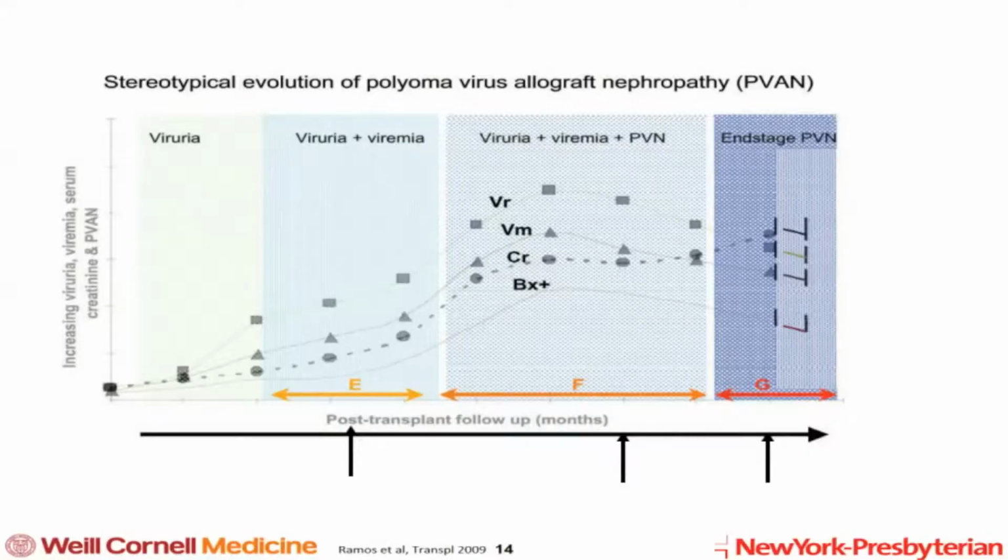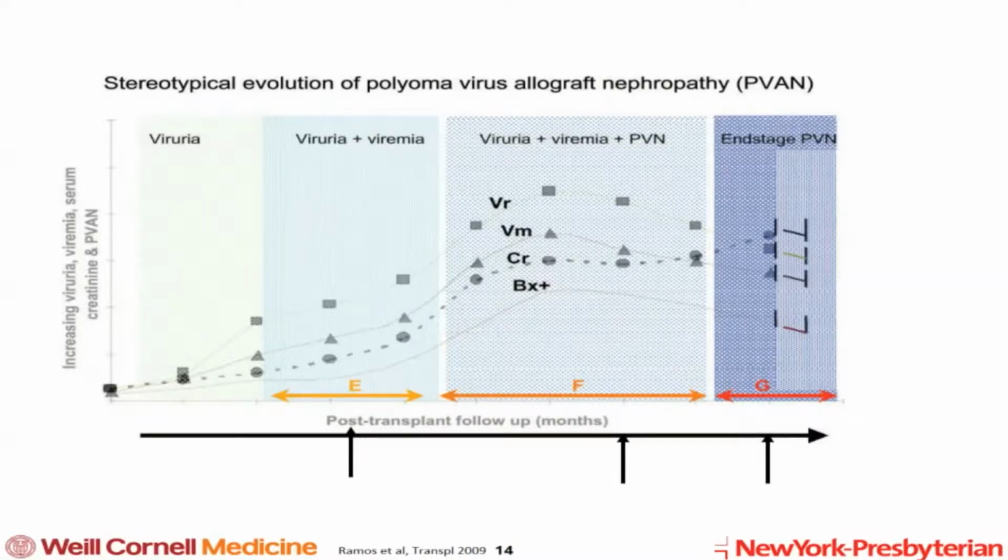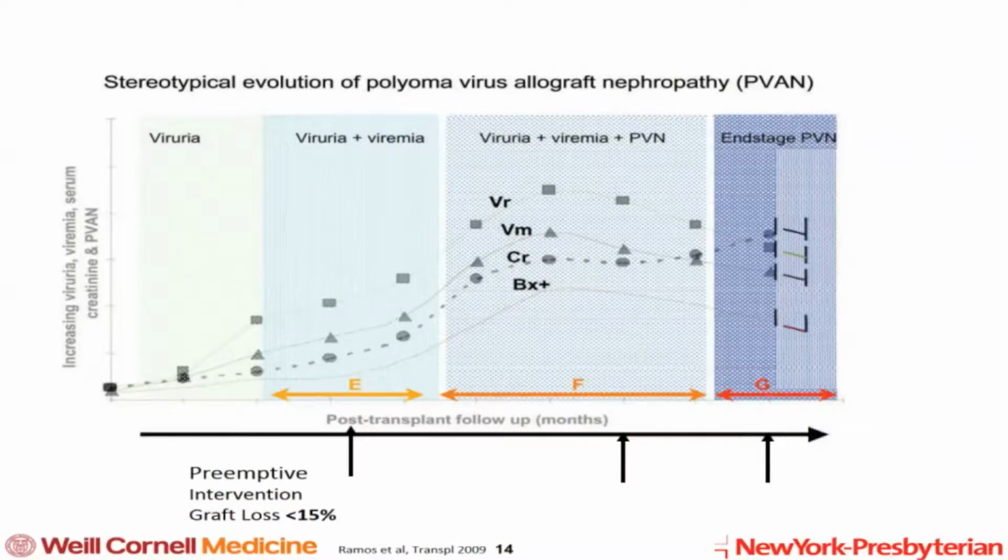a nice slide that demonstrates the time course from viruria to viruria plus viremia, to viruria plus viremia plus nephropathy. You rarely have nephropathy without the viruria and viremia. So this is a longitudinal time course post-transplant. And Dr. Hirsch and colleagues came up with this timeline and named the different phases.